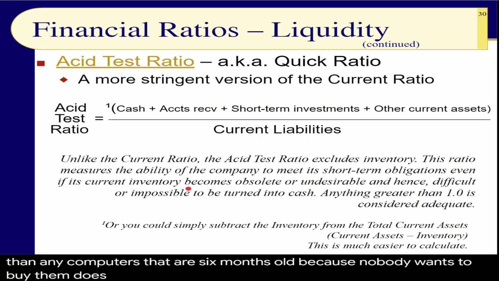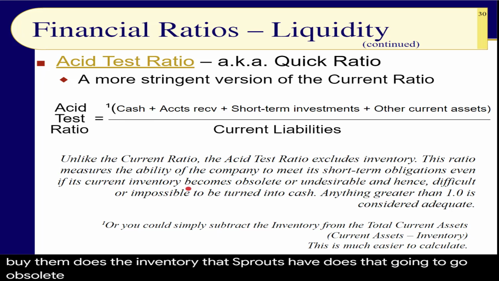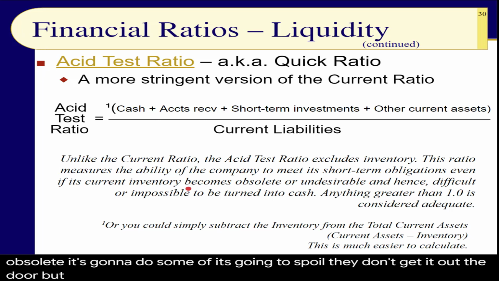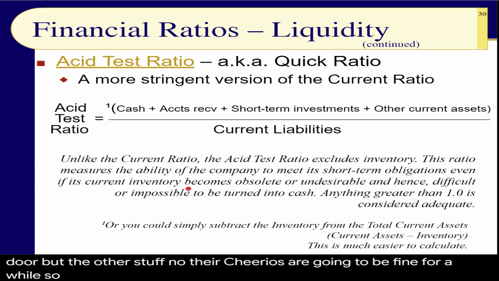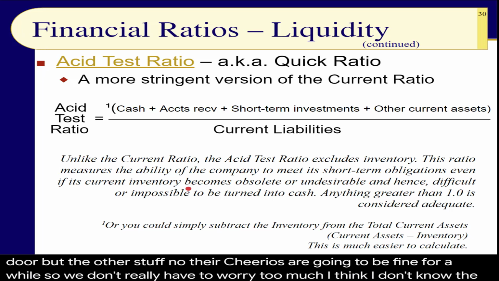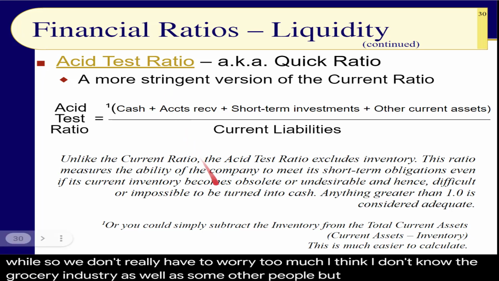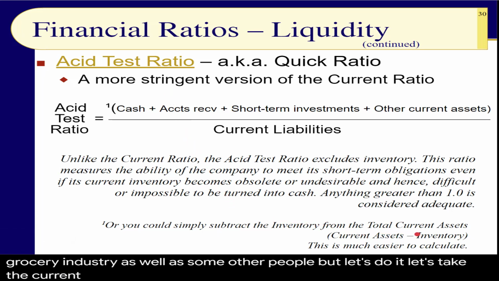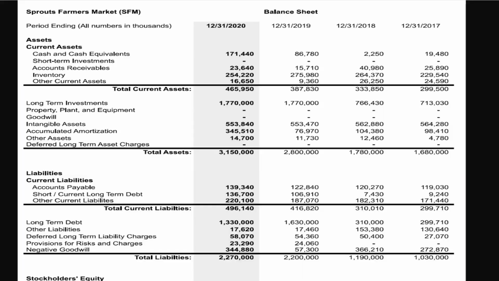Does the inventory that Sprouts have, is that going to go obsolete? I mean, some of it's going to spoil if they don't get it out the door. But the other stuff, no, the Cheerios are going to be fine for a while. So we don't really have to worry too much, I think. I don't know the grocery industry as well as some other people, but let's do it. Let's take the current assets and subtract out the inventory. The other way is to just add up all these that is not inventory. So either one, you decide.